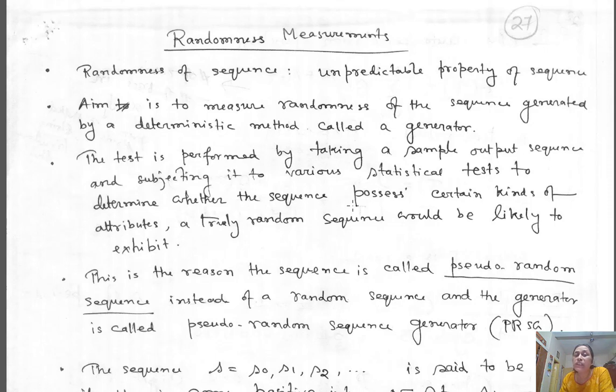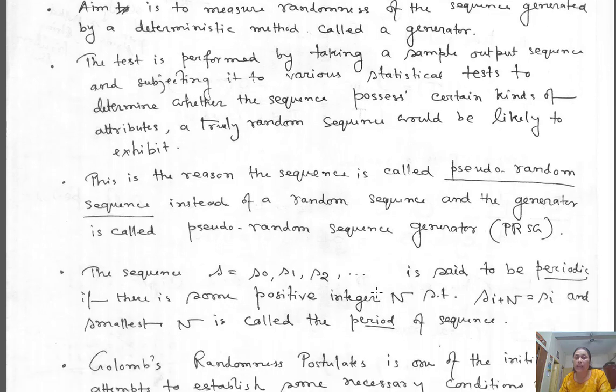We just check whether it possesses certain kinds of attributes that a truly random sequence would be likely to exhibit. So instead of a random sequence, we call this a pseudo-random sequence, and the generator is called a pseudo-random number generator or pseudo-random sequence generator.